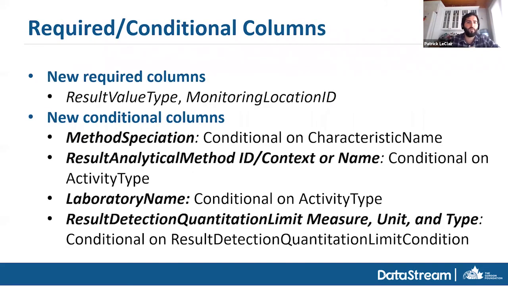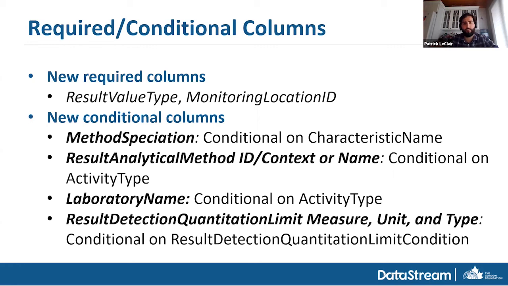We also changed some of the required and conditional columns. This is something we have always tried to be careful about, and cognizant that the more required columns we have, the more work it is for you guys. However, with the new template, we made it easier to do a lot of the work. So we felt comfortable adding some of these required columns that we have heard from our users would be really helpful. So two of the new required columns, one is result value type.